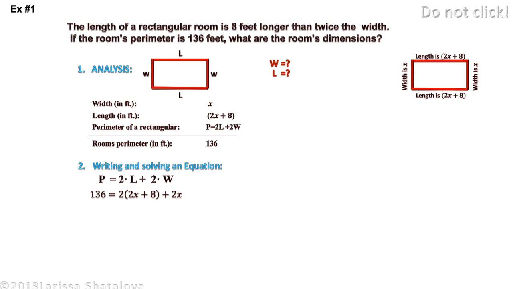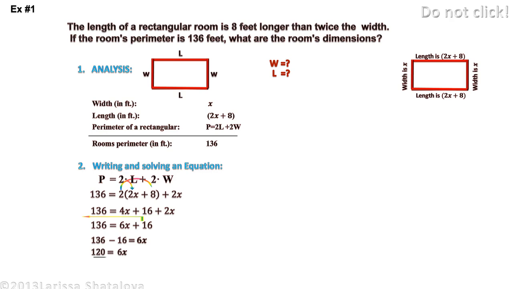Now we have to solve the equation, so we have to remove parenthesis, using the distributive property, 2 times 2x and 2 times 8. 2 times 2x would be positive 4x, and 2 times 8 would be positive 16. Now let's simplify like terms, because 4x and 2x will be 6x. Now we have to separate terms with variable and constant terms. So we are moving 16 from the right to the left, and it's becoming negative 16. Simplify one more time. 136 and negative 16 would be just 120.